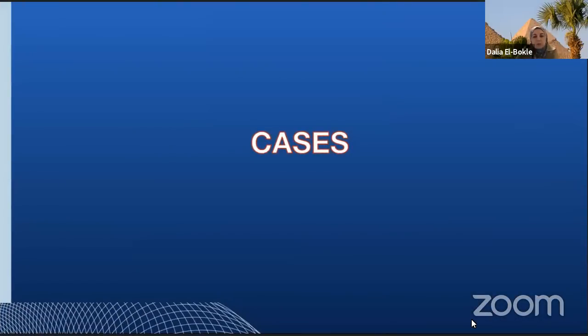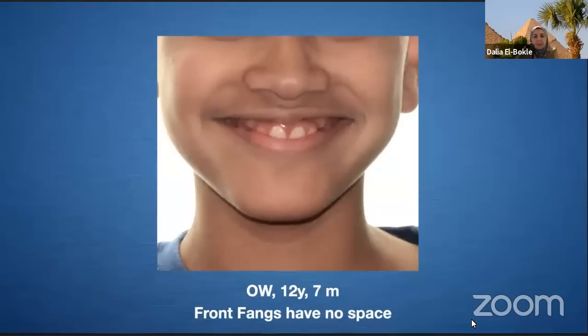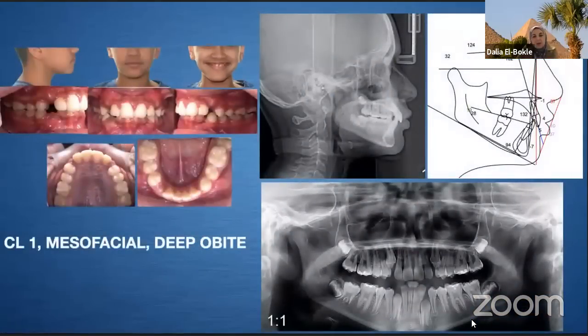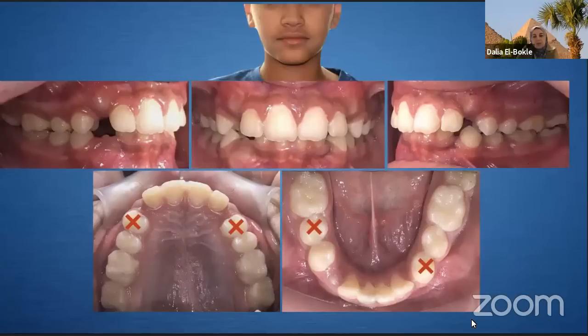So now I will share with you some cases. Here is a patient of mine, 12 years 7 months old, who complained that his front fangs, meaning his upper canines, have no space to come in. This patient was a class 1 malocclusion, mesofacial, and he had a deep overbite. It was an extraction case because he had a lot of crowding. So I removed the upper bicuspids, the lower right second bicuspid, and the lower left first bicuspid in order to help correct the midline shift in the lower arch.